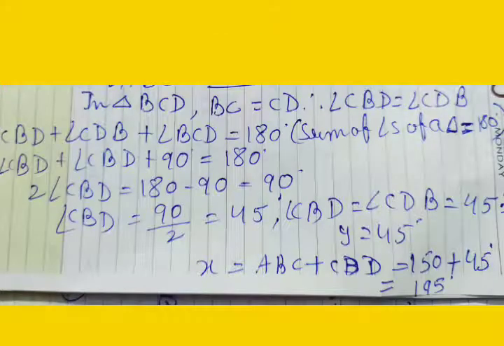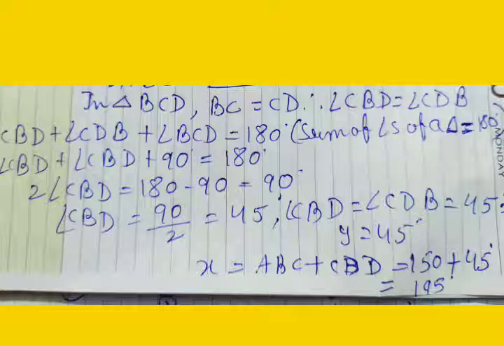Now in triangle BCD, BC is equal to CD. So angle CBD is equal to angle CDB. Now CBD plus CDB plus BCD is equal to 180 degrees. So CBD plus CBD, because BC is equal to CD, the base angles will also be equal, plus 90 degrees is equal to 180 degrees. So 2 angle CBD is equal to 180 minus 90, that is 90 degrees, and so angle CBD is equal to 90 by 2, equal to 45 degrees. So angle CBD is equal to CDB is equal to 45 degrees, and this is equal to y also.